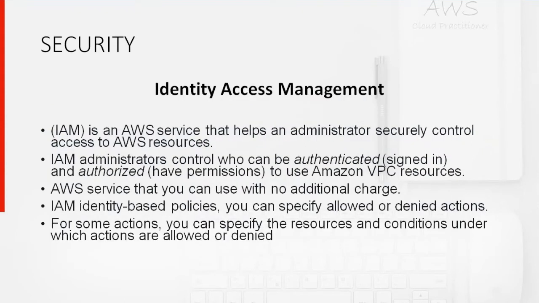Security. Identity Access Management. IAM is an AWS service that helps an administrator securely control access to AWS resources. IAM administrators control who can be authenticated, signed in, and authorized, having permissions to use Amazon VPC resources. AWS services that you can use with no additional charge. With IAM identity-based policies, you can specify allowed or denied actions. For some actions, you can specify the resources and conditions under which actions are allowed or denied.